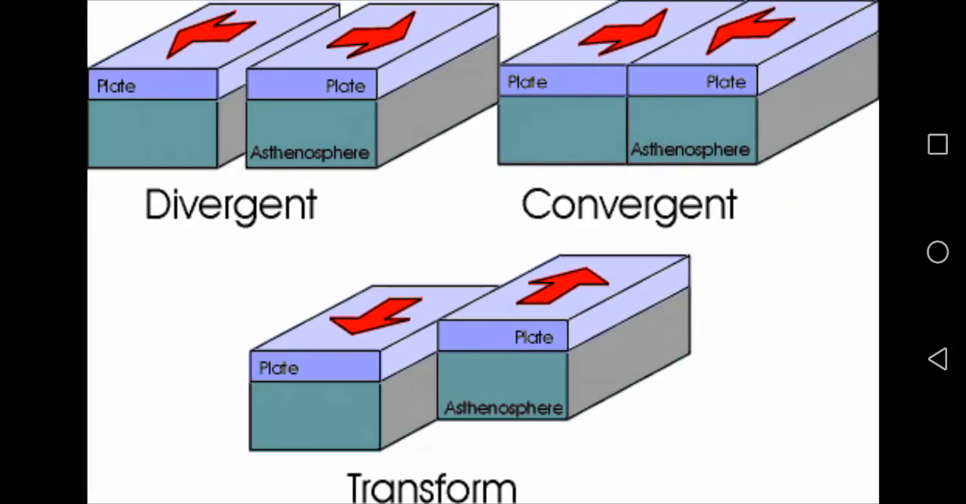Convergent boundary means plates move towards each other. Divergent boundary means they move away from each other. Transform boundary means they move horizontally. But this process takes millions of years.